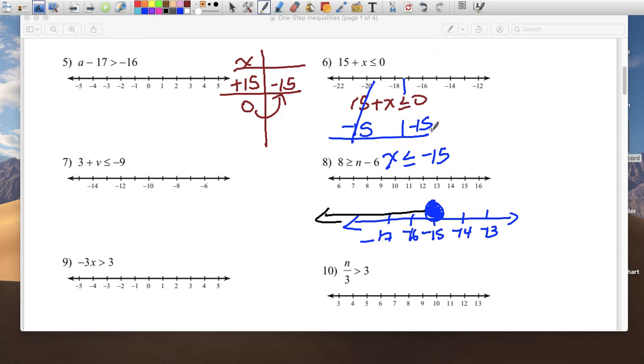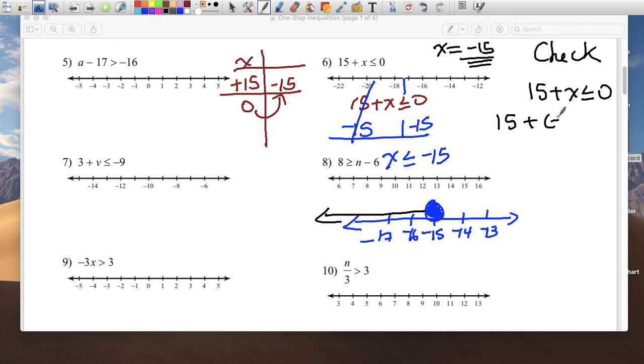We solved, we graphed, and now we've got to do a check. On our check, we take the original inequality, 15 plus x less than or equal to 0. We're going to pick a value on the left side, negative 15 or to the left, so pick anyone. Let's pick x equals negative 15, because we're allowed to pick negative 15. So I'm going to replace the x with negative 15. 15 plus negative 15 is just 0. So it's 0 less than or equal to 0. Yes. So our check is good, our graphing is good, and our solving is good.